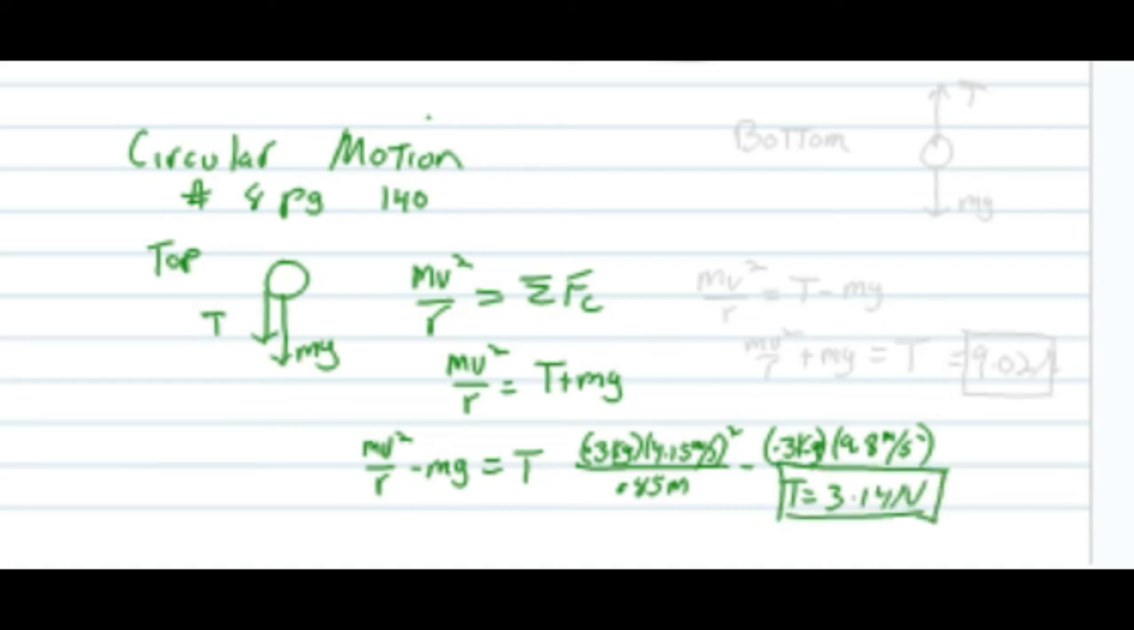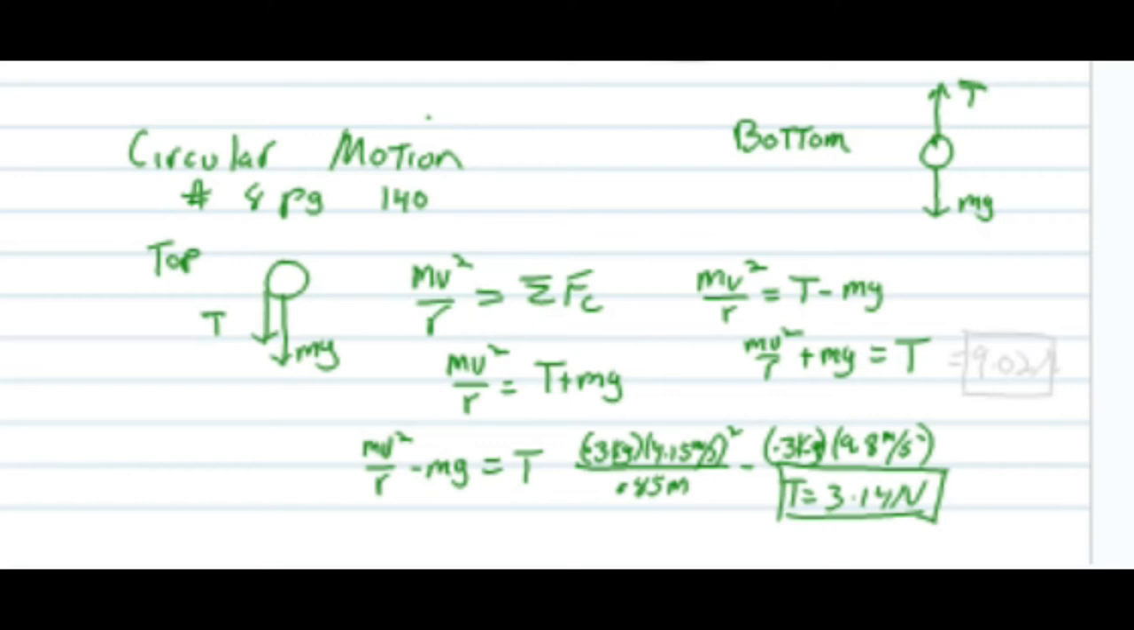At the bottom, if we drew a picture, gravity is pulling it down, mg, but the tension is pulling it up at the bottom. So they're opposites. When I write out my Newton's second law equation, I get mv squared over r equals T minus mg, because T is in towards the center and mg is away from the center, so it's negative. So when I solve for T, I get mv squared over r plus mg equals T. Now it's the same numbers as the numbers before. It's just being added instead of subtracted.